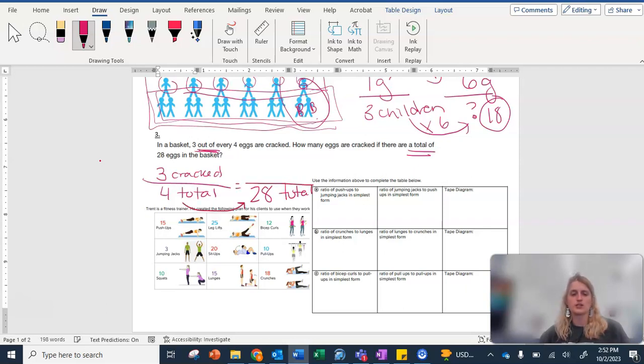Looking for a scale factor. 4 times what number equals 28? 4 times 7 equals 28. So if times 7 is our scale factor, it's going to be our scale factor for the top of our ratio as well. Times 7, 3 times 7, that number will be our answer.